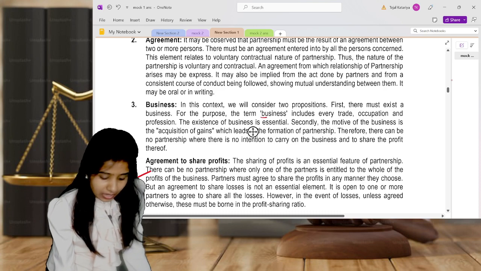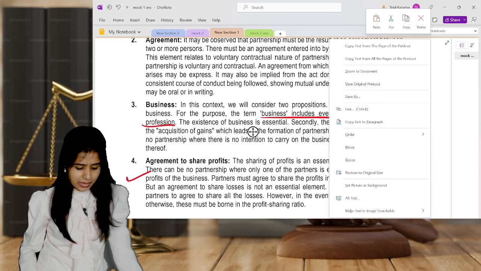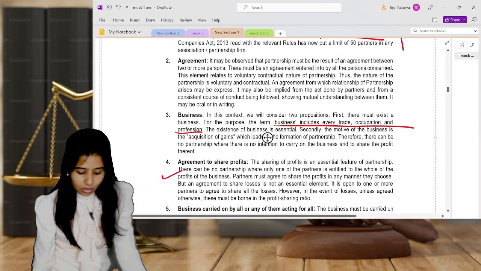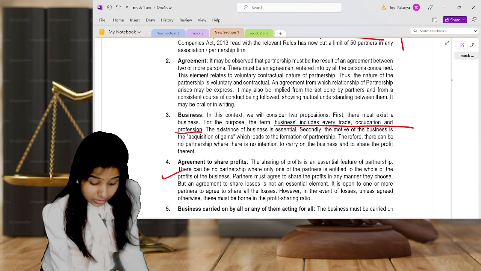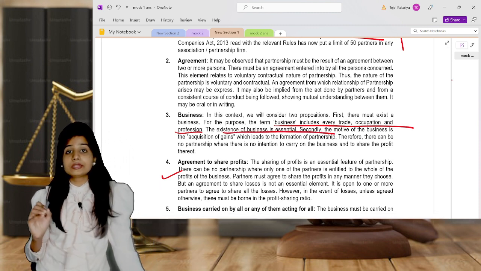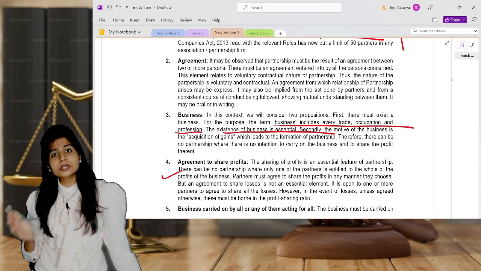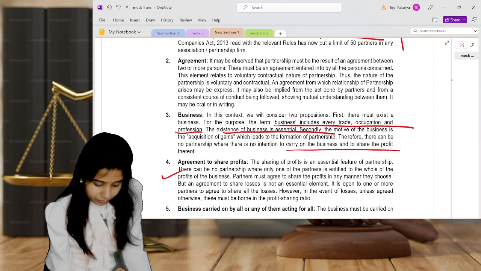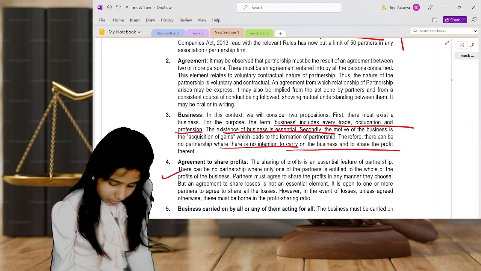Business means this definition is given in Partnership Act, that is, business is nothing but it includes every trade, commerce, occupation and profession, and the motive, any business should be only and only for the purpose of earning a profit, not a not-for-profit organization. For not-for-profit purpose, you cannot form a partnership. So there has to be a profit sharing, there has to be a profit earning motive while forming a partnership.